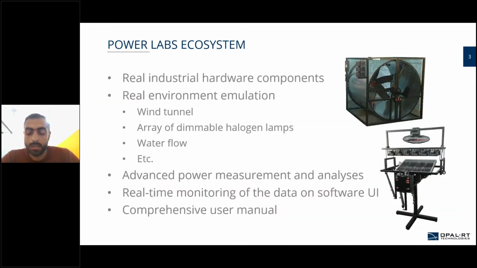We highly believe that the trainer should provide as much as possible the same experience as the students would have in a real field. This is why in our trainers we use real industrial hardware components like real wind turbines, PV panels, water turbines, etc. We also emulate the environment which the trainers operate in. For example, we emulate the real wind for the wind trainer, or we use halogen lamps to emulate the sunlight for the PV system, etc. This environment emulation also makes the students connected to the topic and makes it more interesting, realistic, and deductive.